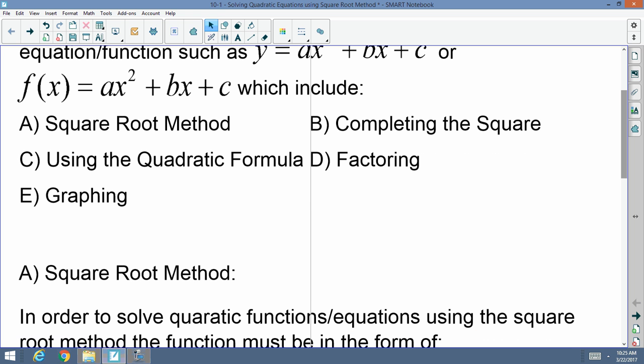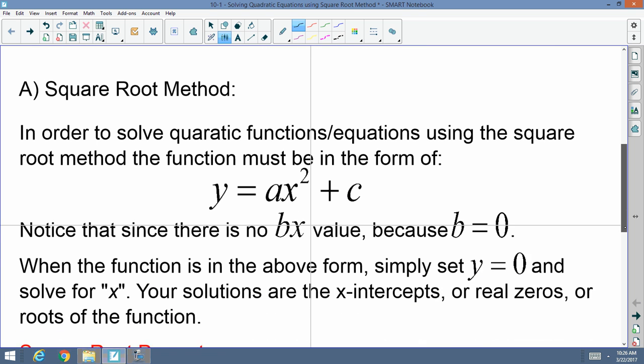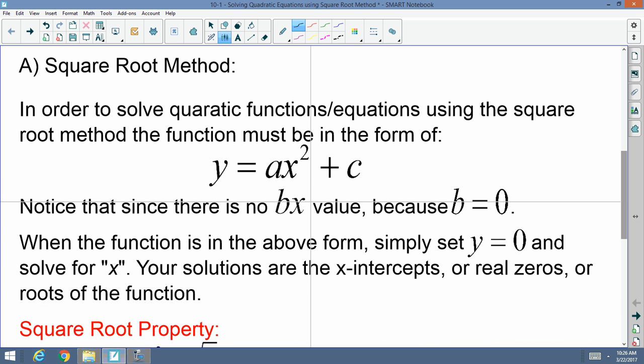There are 5 ways that we can solve, y'all. Square root method, completing the square, using quadratic formula, factoring, which we've already done, and graphing. So that's what we're going to learn. That's the goal for chapter 10, how to find the rest of these methods. And the first method we're going to talk about is the easiest, but it's also one of the most useful. Okay, it's very popular, very common, and it is the square root method.